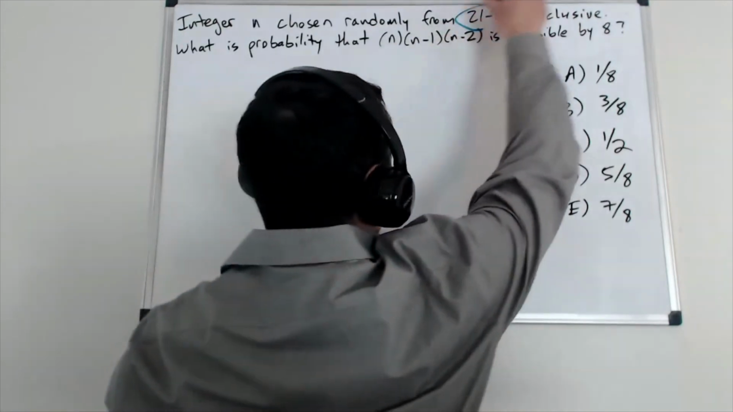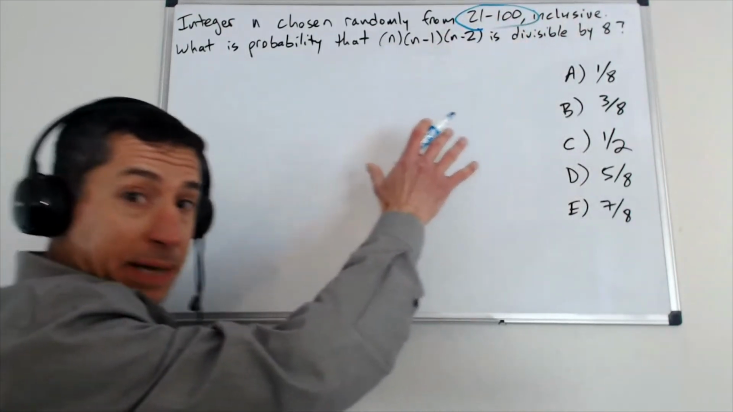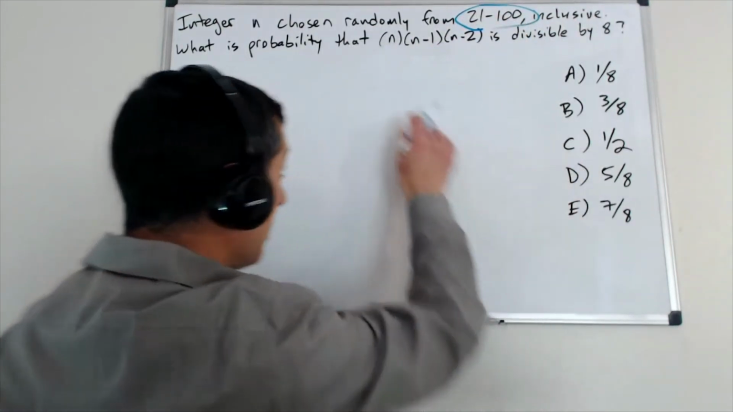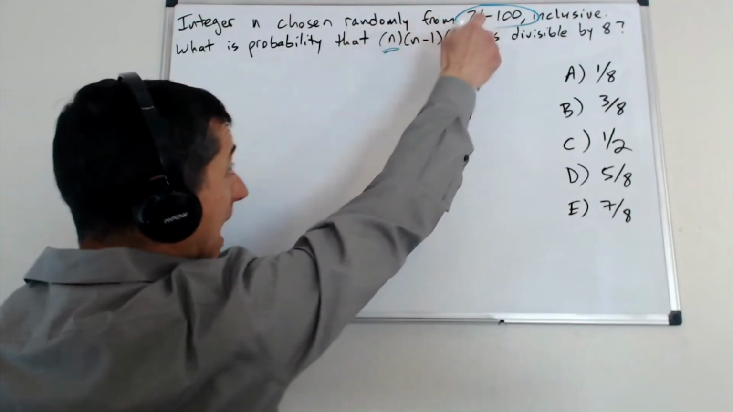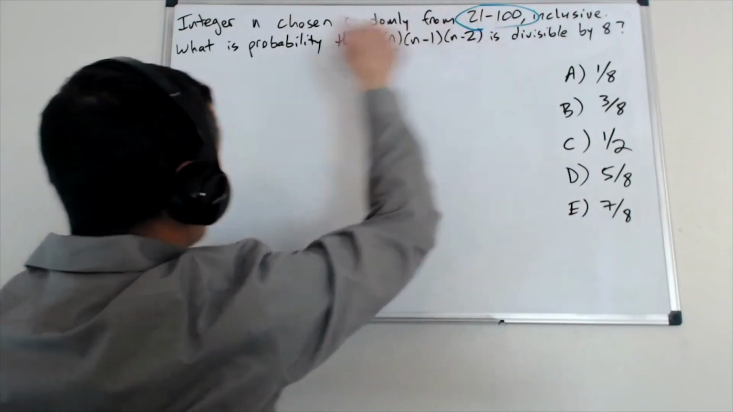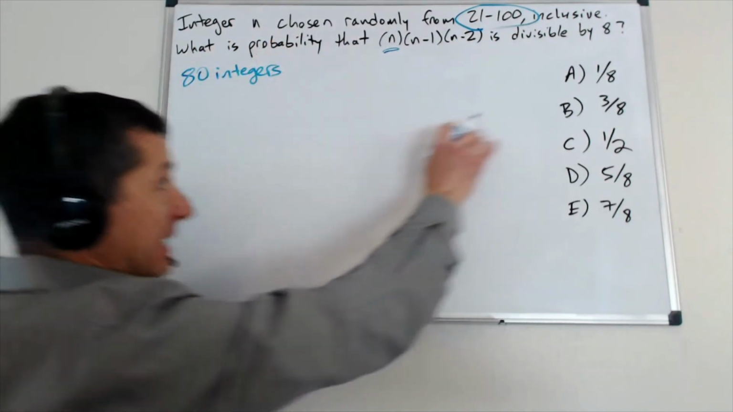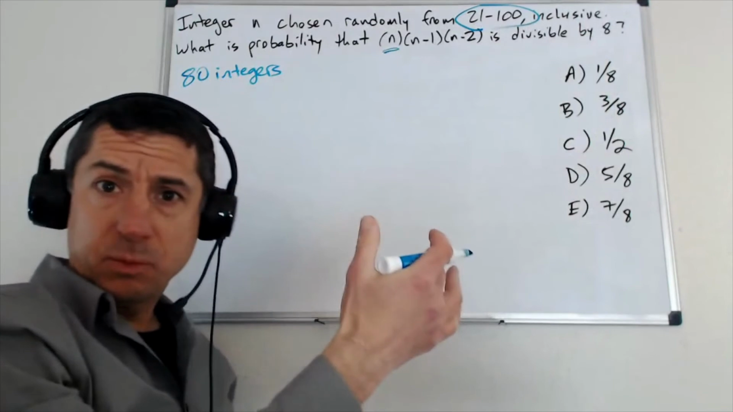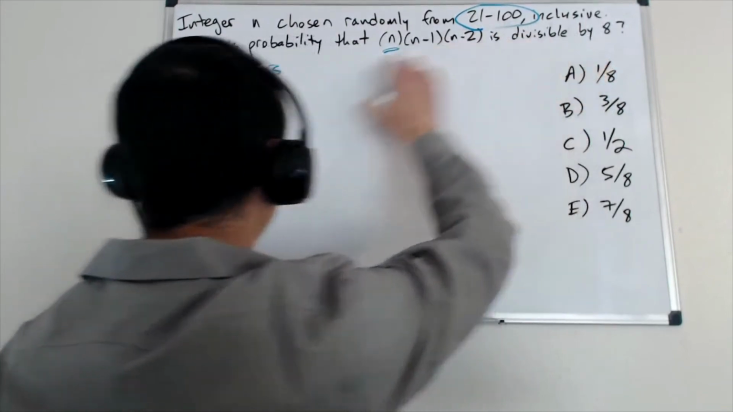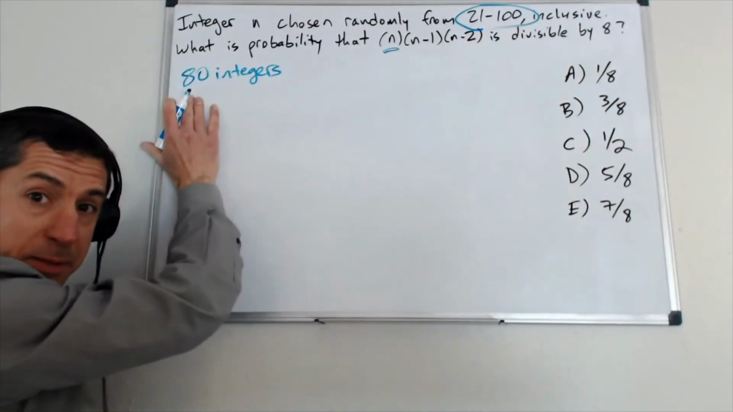First thought here is, well, how many integers do I have total? What's my denominator going to be? What are the total outcomes, total different options for n? Well, this works out nicely. This is going to be 80 integers. And that makes sense, where we want to know what fraction of those are going to be divisible by 8. Kind of nice that the number of total integers is divisible by 8.